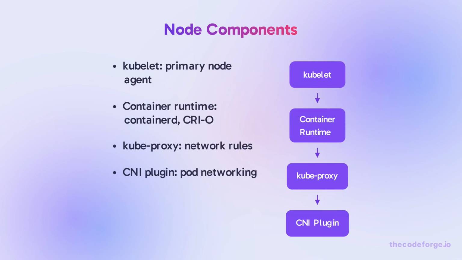A node is a worker machine where containers run. The kubelet receives pod specs and ensures containers are running. It talks to the container runtime via CRI. kube-proxy maintains network rules for services. The CNI plugin configures pod networking.